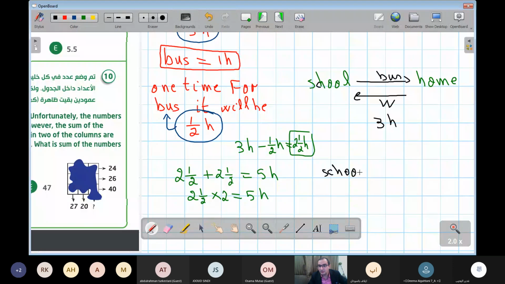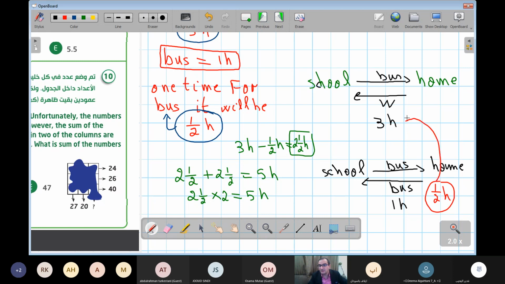And home here, for both ways, only by bus. Here we have the bus, and here we use the bus. So it took only 1 hour. From this part, we know that one way it took how many times? It took only half an hour. So we make it 3 minus half an hour. We know that he spends 2.5 hours to get from school to home or from home to school.